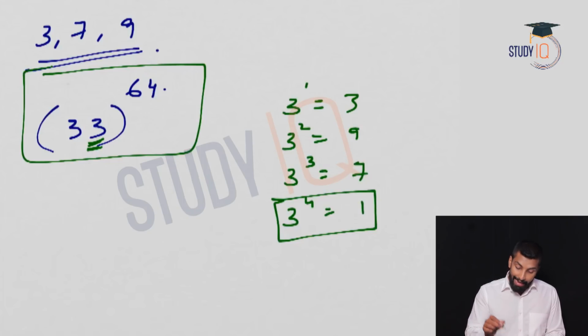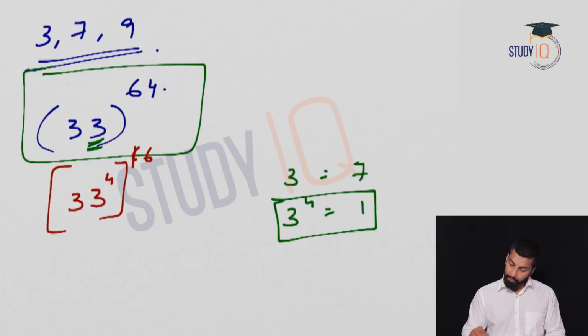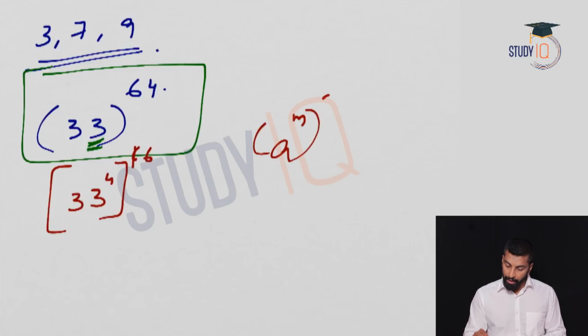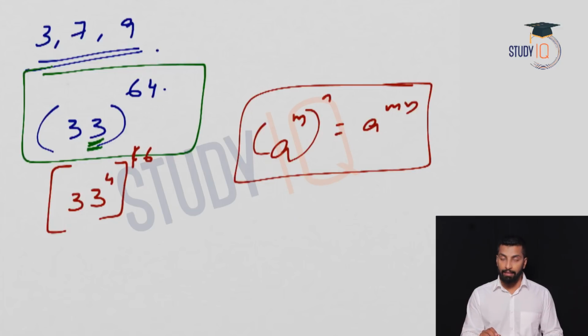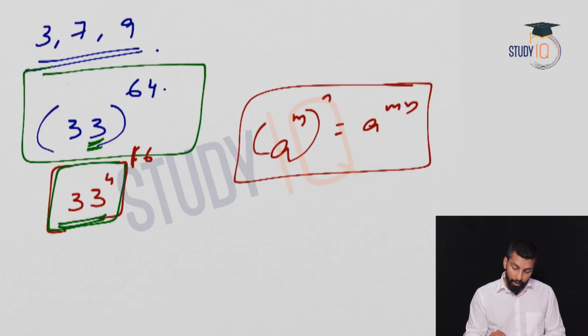So you can rearrange 33 raised to 64 as 33 raised to 4, the whole raised to 16. The reason is that the last digit of 33 raised to 4 will be 1. Then whatever is left out, that is 16. What property are you applying here? A raised to m raised to n is equal to a raised to mn. This is the property you have used to factorize like this. So 64 is covered. Now what is the idea? The number in this bracket will be ending with 1, then the power is 16, and we can solve.